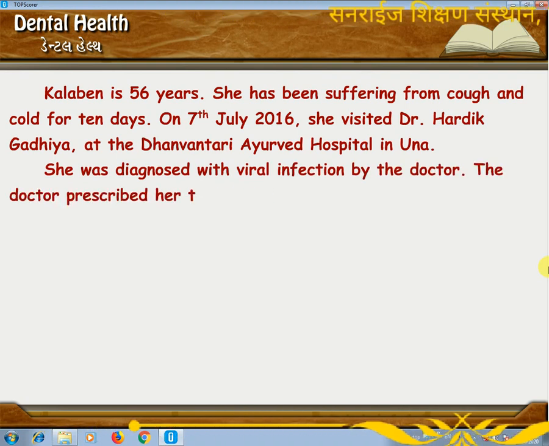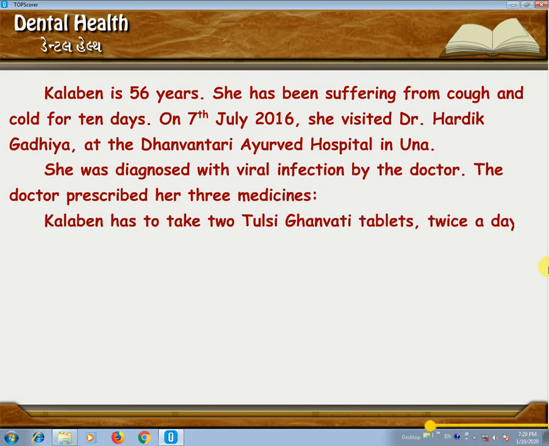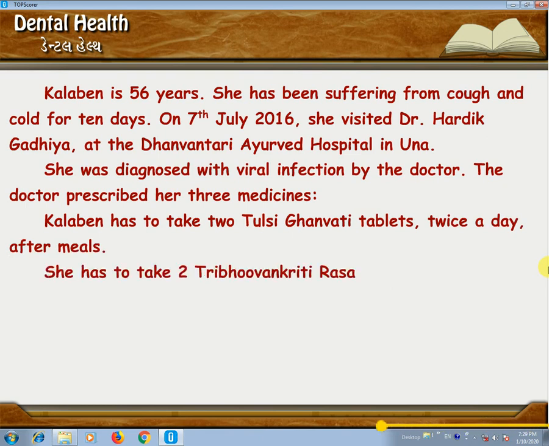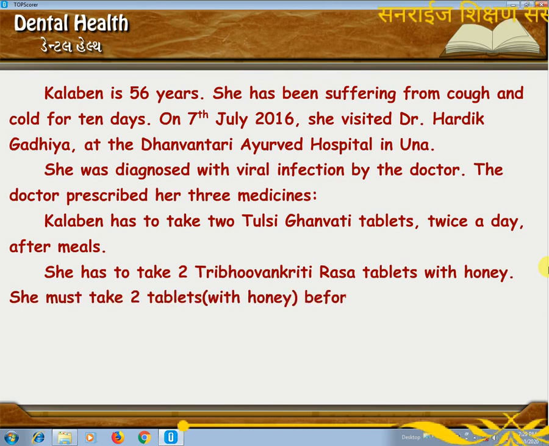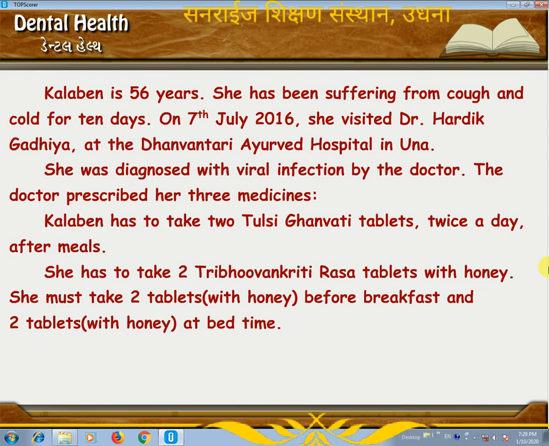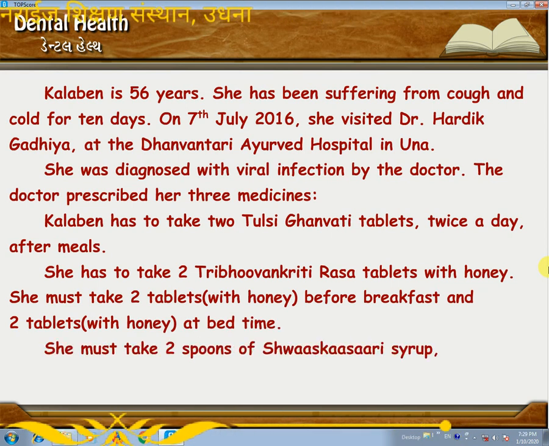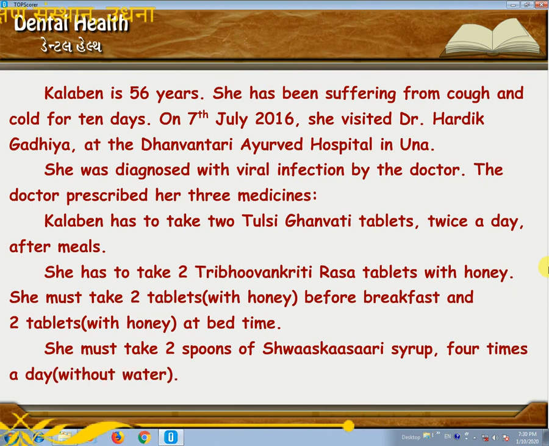Kalaben has to take 2 Tulsi Ghanvati tablets twice a day after meals. She has to take 2 Tribhuvan Kriti Rasa tablets with honey. She must take 2 tablets with honey before breakfast and 2 tablets with honey at bedtime. She must take 2 spoons of Shwas Kasari syrup 4 times a day without water.